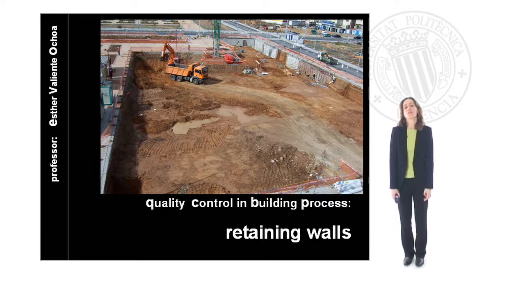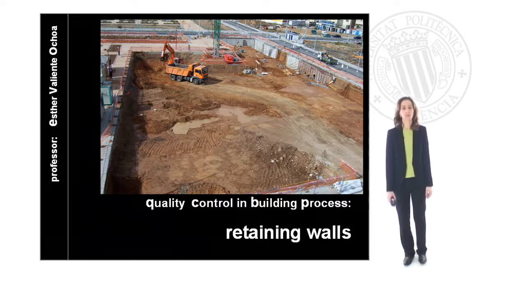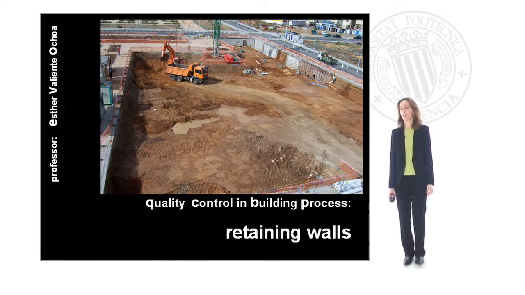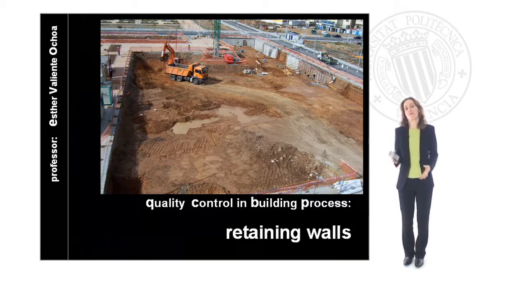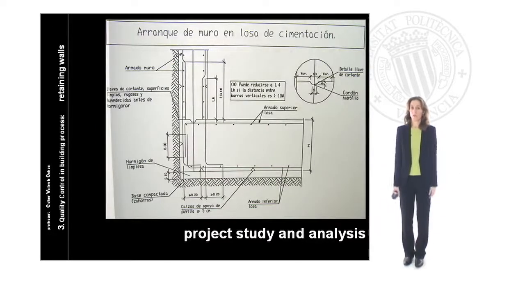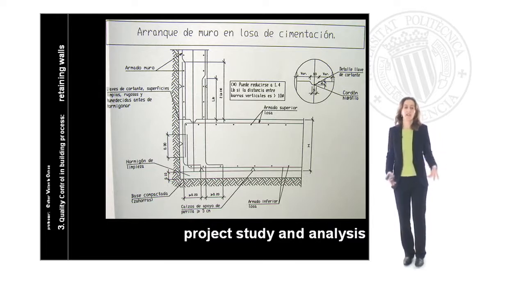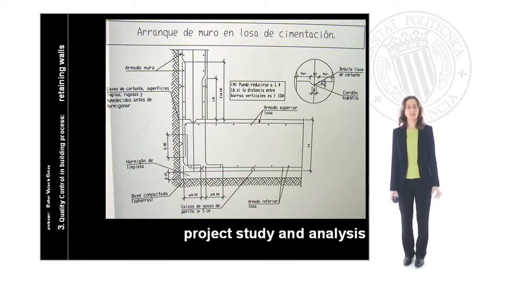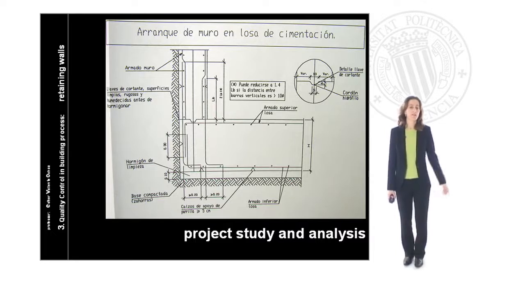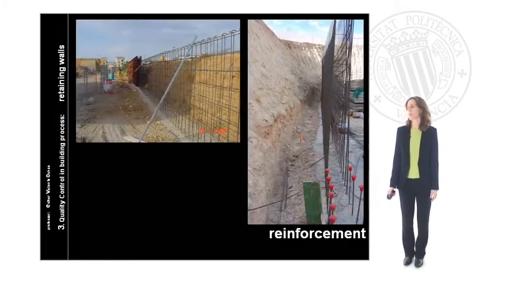Hello, we are going to teach about quality control in the building process at the retaining walls unit. This part of the building process is very important because it will connect the foundation with the rest of the structure of our building. First of all, we have to study and analyze our project. We know the details of it, but anyway we have to review and supervise, at the last minute, just the details that we are going to use and that will influence our process.